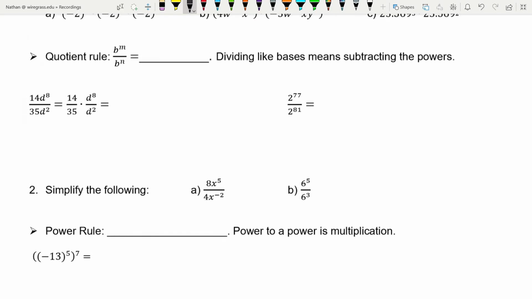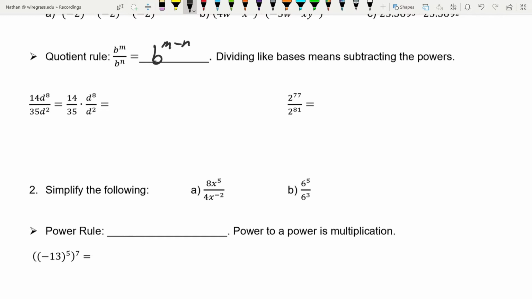Okay, the next rule we're going to be looking at is the quotient rule. So in the previous one, we had like bases that are multiplying, which gives us addition of the powers. Here we have like bases that are dividing, and that's going to give us subtraction of the powers. Multiplication goes to addition, division goes to subtraction.